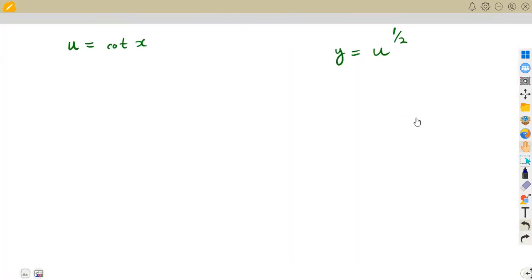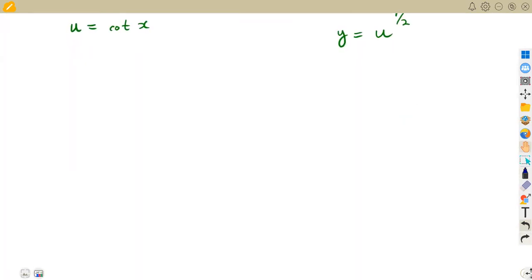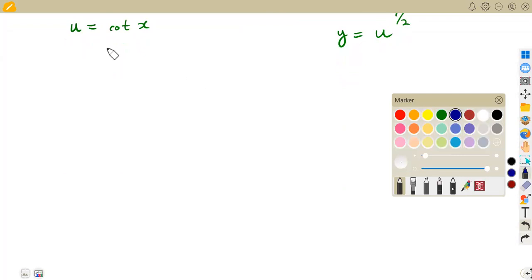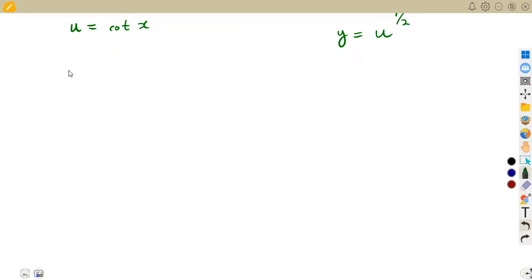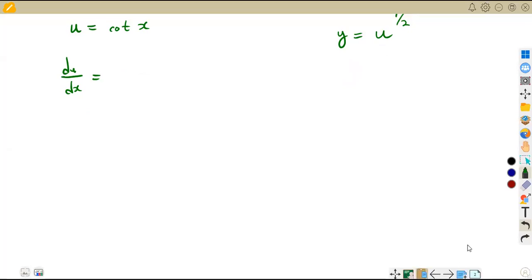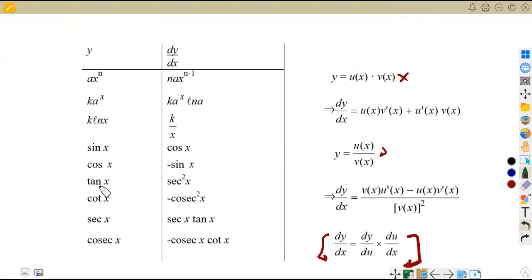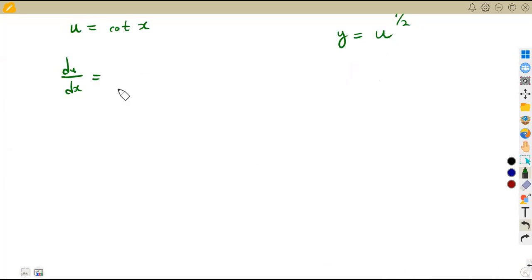So let us find our derivative, then we substitute into the formula. From this one, we are going to have the derivative of u with respect to x. So the derivative of u with respect to x is going to give us what? We are differentiating a cot. We must know this, that a cot gives us a negative cosec squared, or you can check from your formula sheet that the derivative of cot here is going to give us a negative cosec squared. So we are going to obtain negative cosec squared x in this case.